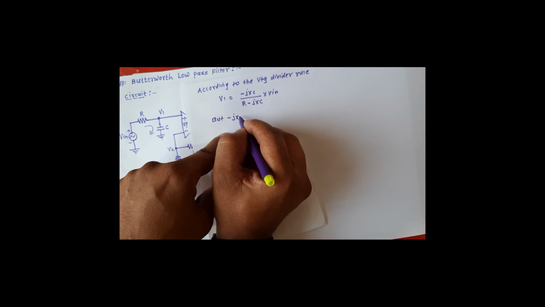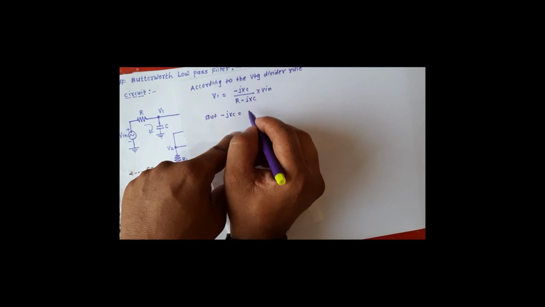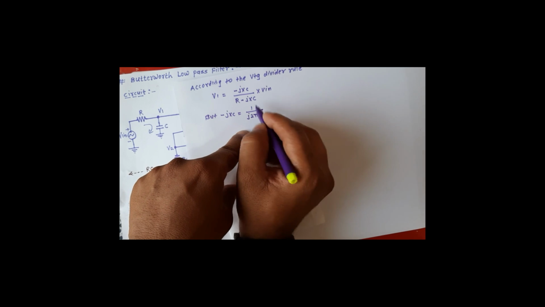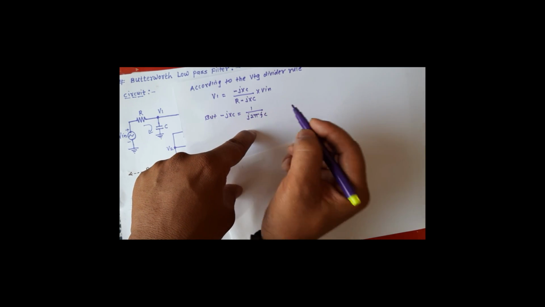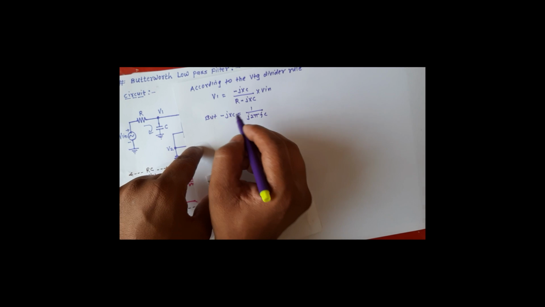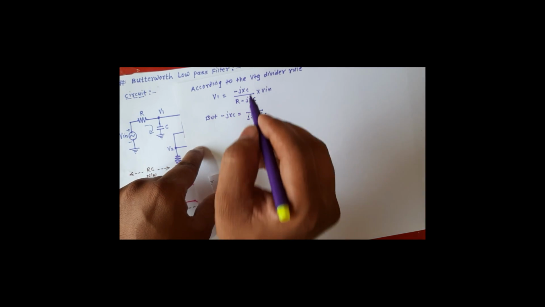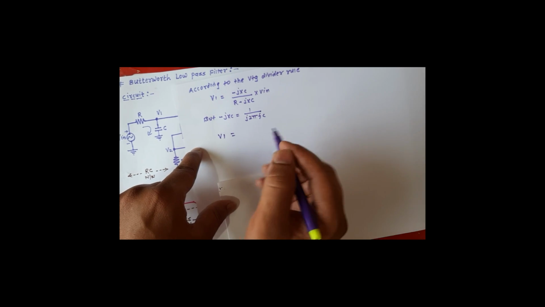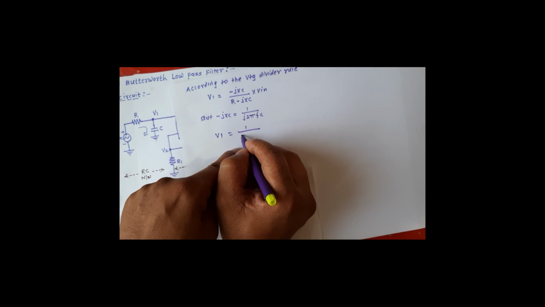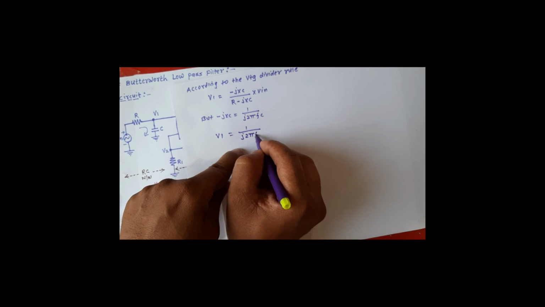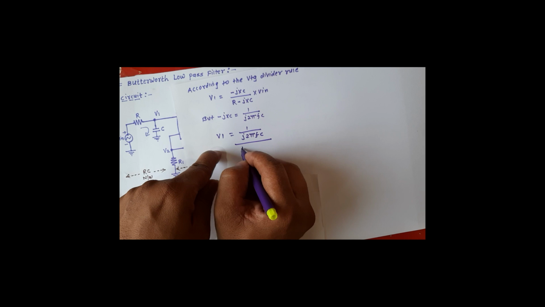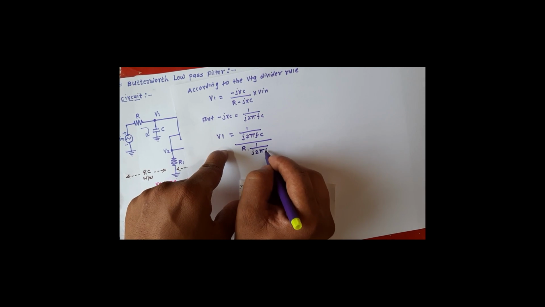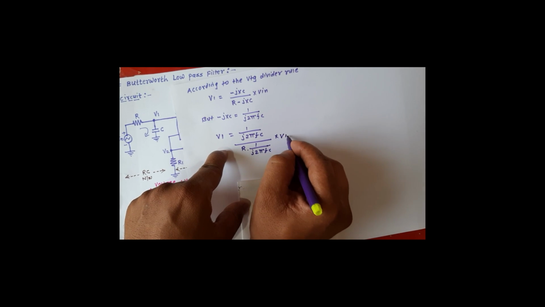But minus jXC is equal to, as you know, 1 upon j2πfC. So substitute this minus jXC in the above equation. So V1 becomes V1 is equal to (1 upon j2πfC) upon (R plus 1 upon j2πfC) into Vin.